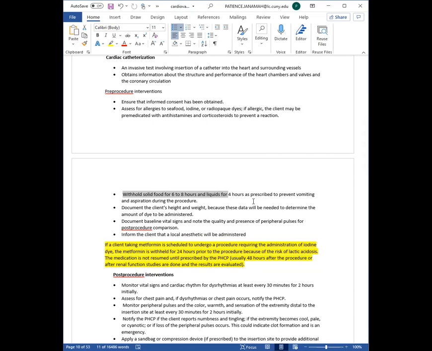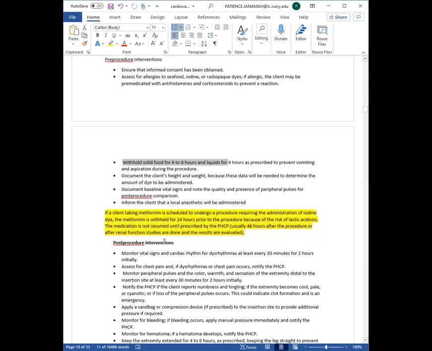So you have to give yourself at least 4 hours, or 6 to 8 hours. And 4 hours is usually liquid they expect. So you want to prevent vomiting and aspiration.